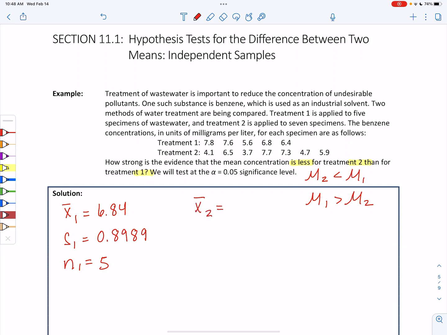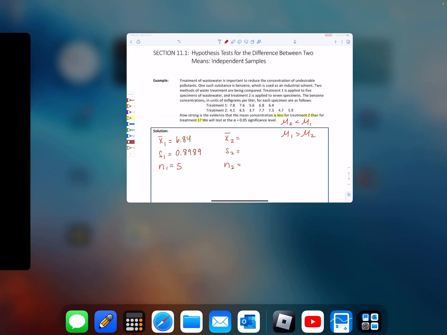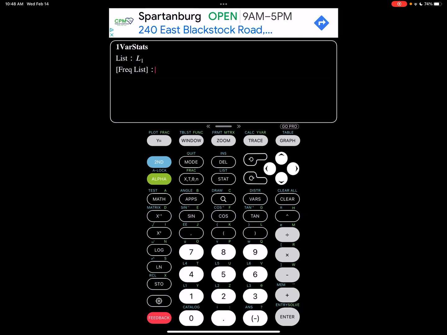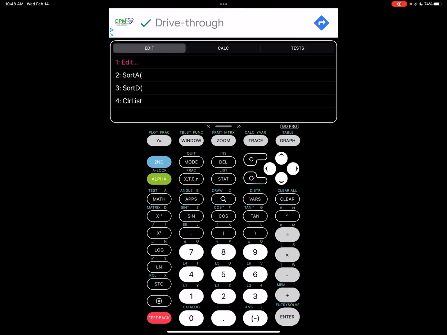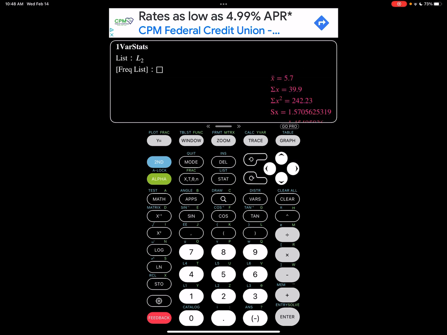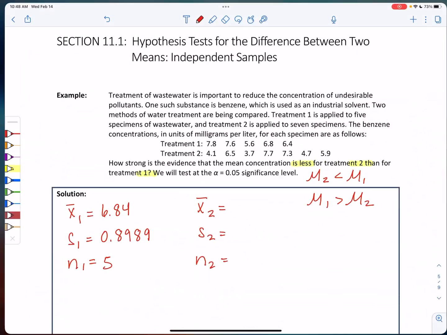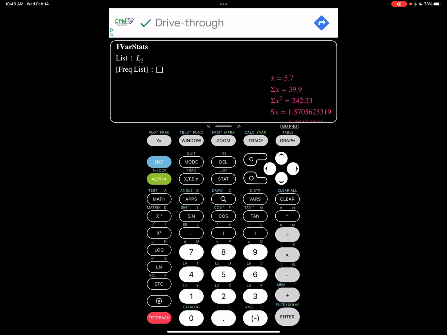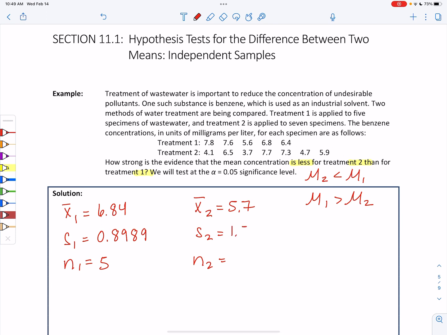If I do the same thing for treatment 2, I'm just going to clear this out. Stat, calculate, one variable stats, but this time I need to change this. It's a little bit different on my iPad, sorry. I need to change that from list 1 to list 2. So to bring up list 2, second button and 2, I'm going to leave my frequency list blank and evaluate. Scroll back up to the top so I can see everything. My sample mean is 5.7. My standard deviation is 1.5706, if I round that.